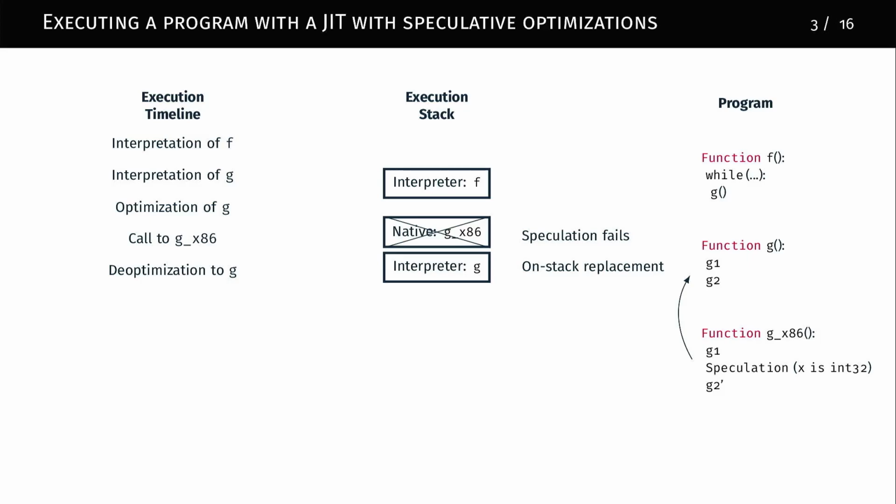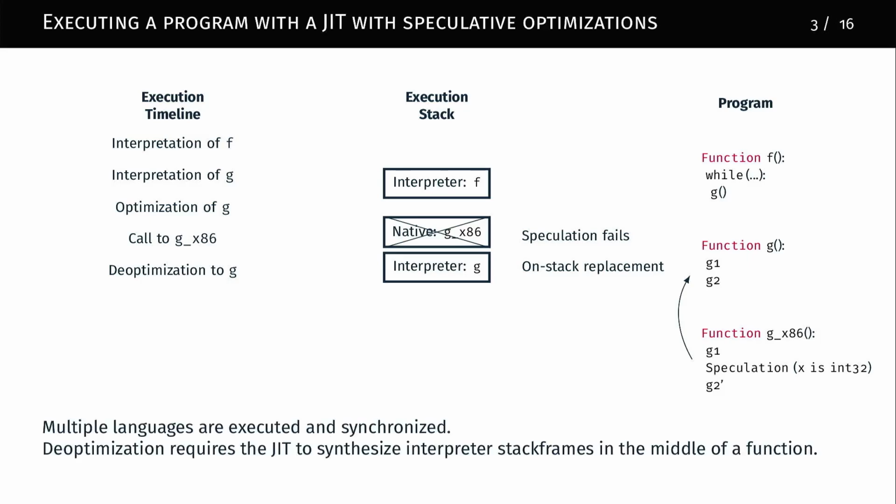The takeaway from this complex execution is that in a JIT, multiple languages can happen to be executed and synchronized. And also because we have speculation and deoptimization, JITs need this unusual and quite precise manipulation of the execution stack. So our goal is to design formally verified JITs that come with a proof of correctness.